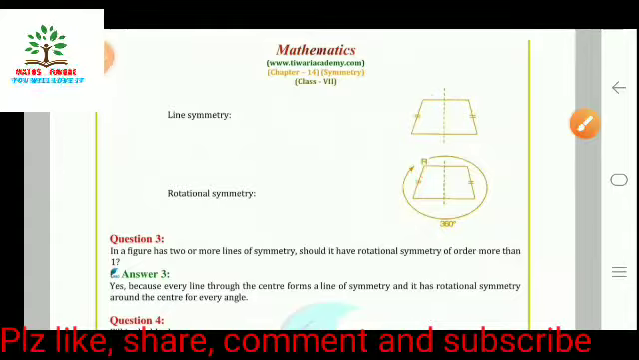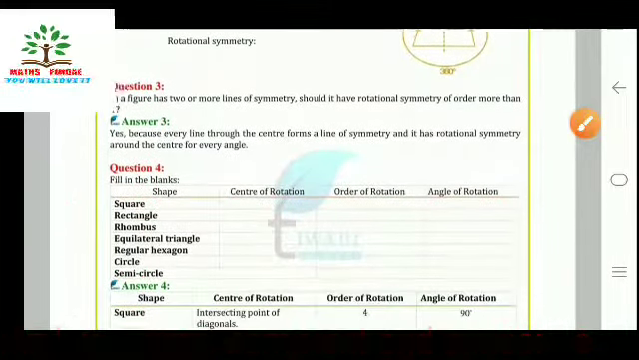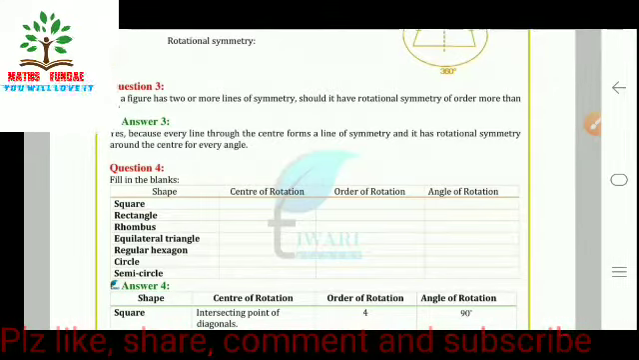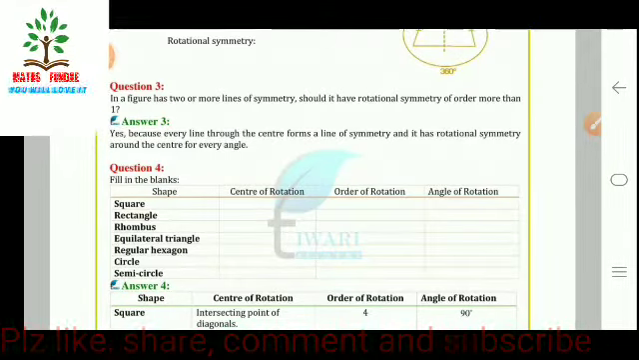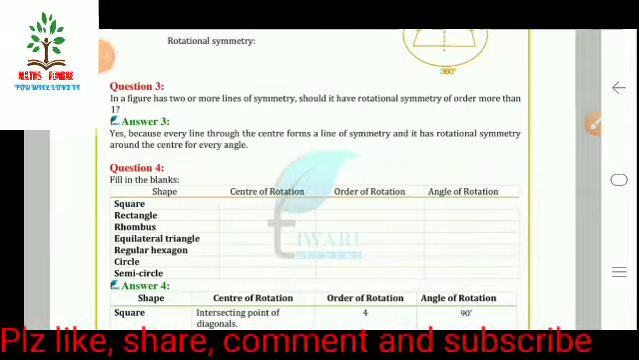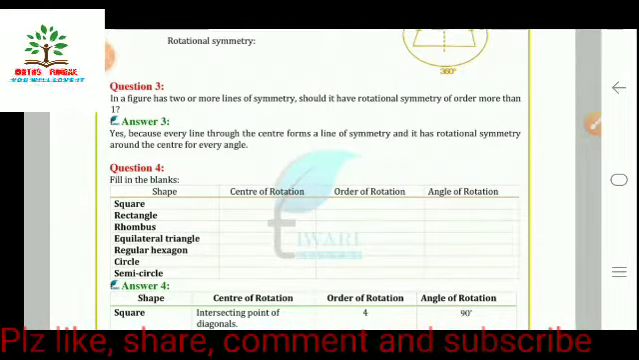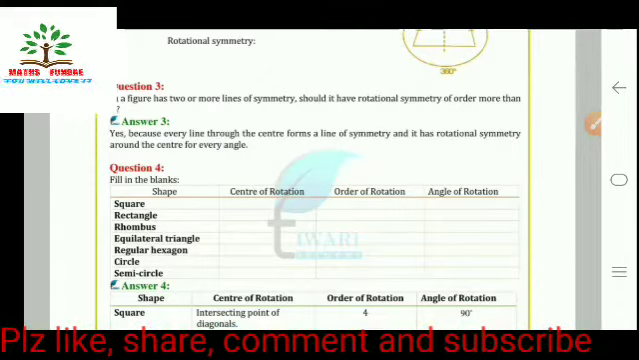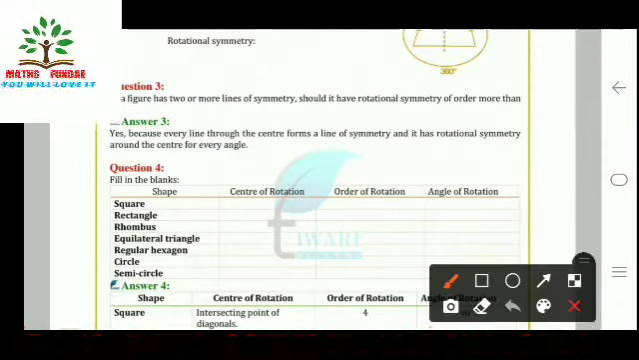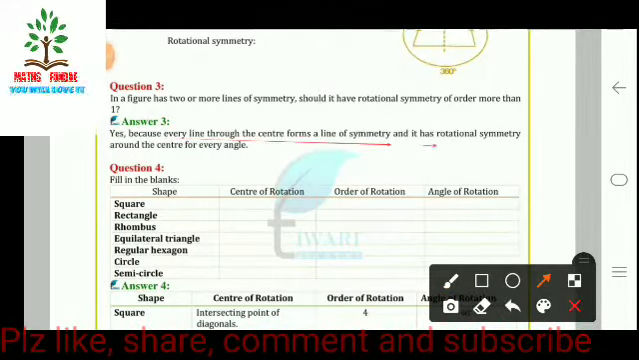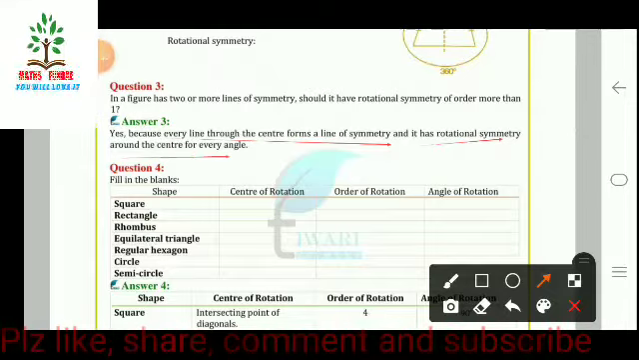Now moving to question number 3. If a figure has 2 or more lines of symmetry, should it have a rotation symmetry of order more than 1? The answer is yes, because every line through the center forms a line of symmetry and it has a rotational symmetry around the center for every angle. Fine.